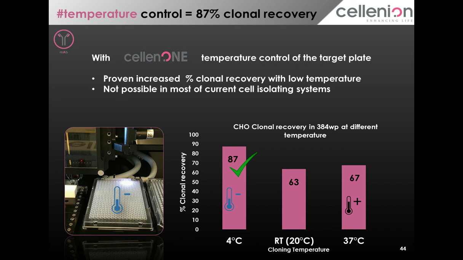Now, a last comparison we looked at is, we know that our system is able to control the temperature of the target. So we did several experiments at 4 degrees, at 20 degrees, and 37 degrees, and we found out that cooling the target at 4 degrees was actually proving higher clonal recovery, up to 87%. So if you have to do a cloning experiment, we recommend you go to 4 degrees.